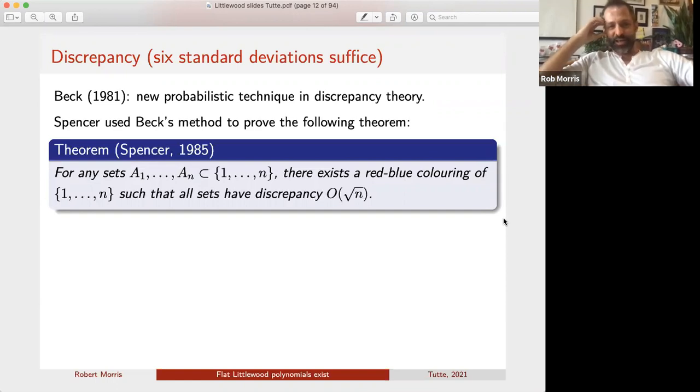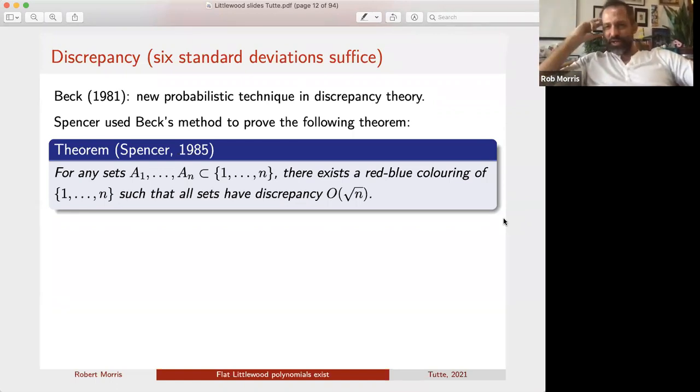For any set of n subsets of 1 up to n, there exists a red-blue coloring of the vertices such that each of the sets has small discrepancy. Discrepancy being the difference between the number of red vertices and blue vertices. So every edge is basically balanced up to an error of constant root n. Okay, and that's the best you can hope for. This was a conjecture of Erdős, I believe.